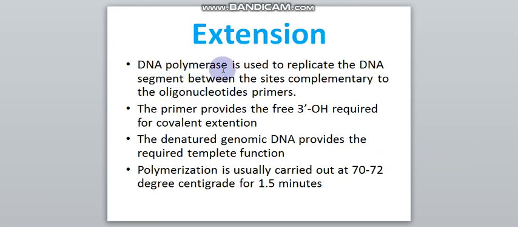Extension. DNA polymerase is used to replicate the DNA segment between the sites complementary to the oligonucleotide primers. The primers provide the free 3' hydroxyl group required for covalent extension. The denatured genomic DNA provides the required template function. Polymerization is usually carried out at 70 to 72 degrees centigrade for 1.5 minutes.